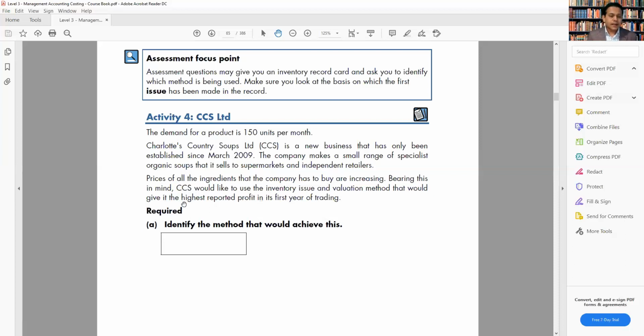Bearing this in mind, CCS would like to use the inventory issue and valuation method that gives the highest reported profit in the first year of trading. So this is a very important thing to understand. They're saying they want to use the inventory valuation method that will give them the higher profit in the first year, because they're new in the business. And of course, if they're new in the business, they want to show more profit in the first year. So which method gives more profit in the first year?